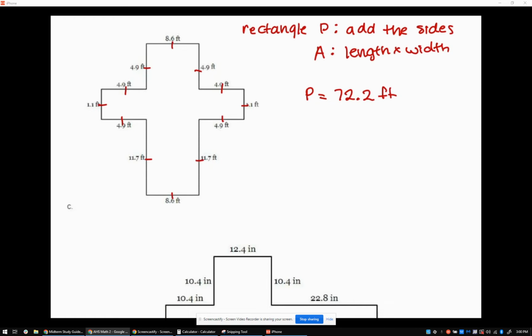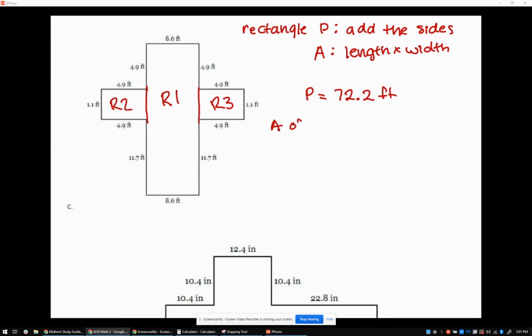Now, the area is probably the part that's slightly trickier, but not as tricky as you might think. Basically, we're just going to break this cross into smaller pieces that we know what to do with. So I'm going to break this into 3 rectangles right here. I have this big rectangle and then 2 of these smaller ones. Let's call them rectangle 1, rectangle 2, and rectangle 3. We're going to find the area of these 3 sections separately, and then add them together.